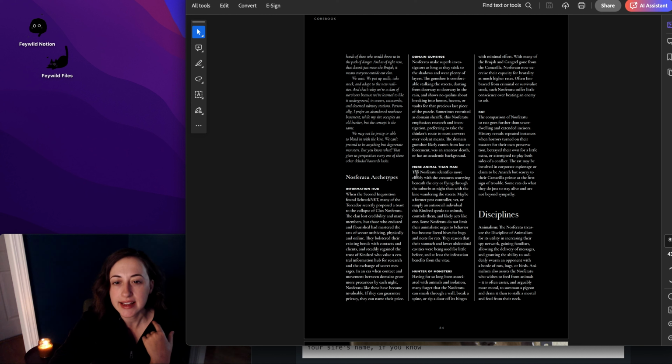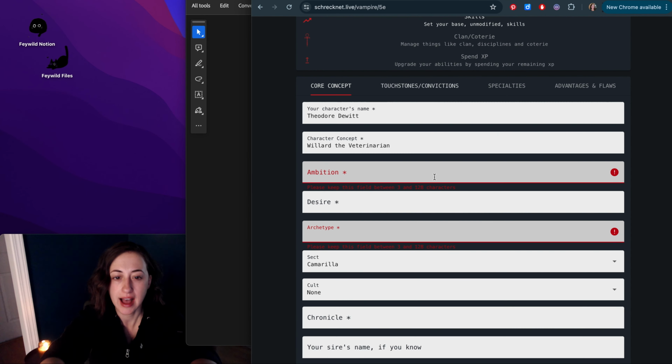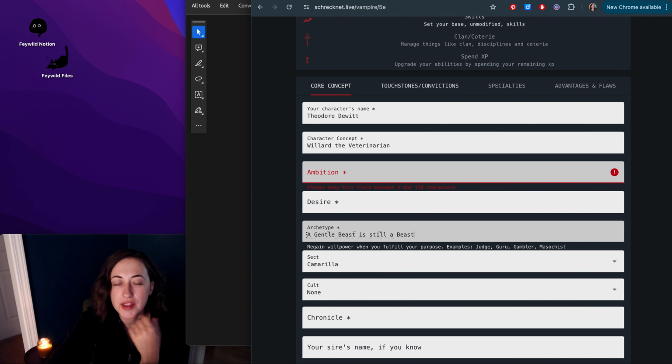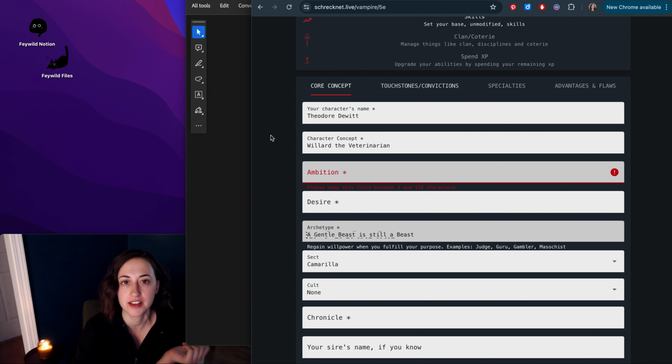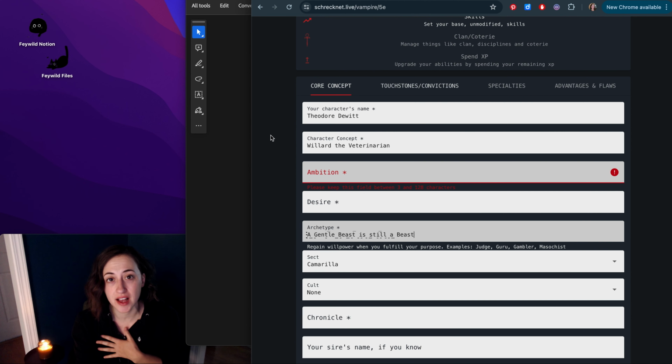And so I liked more animal than man and rat. So I am calling this archetype a gentle beast is still a beast. And that's going to guide your play, and there's certain things related to your archetype. But that's what I really want to focus on this character, as leaning heavily into their animalism, into that side of themselves, and relating more to animals.